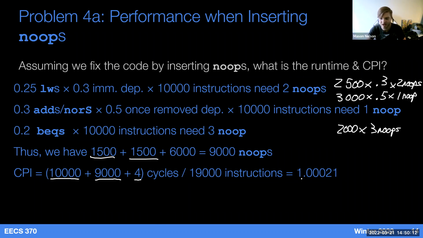To get a CPI of 1.00021, which looks really good. That's almost one. That's kind of what we want. We want to get it as close to one as possible. But let's look at our runtime now.